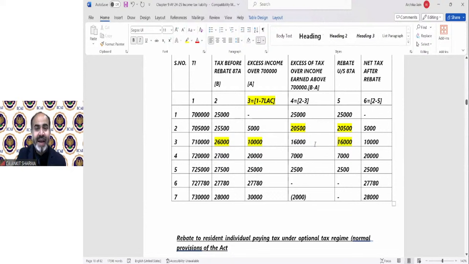So technically, we are saying the tax liability will be at most the income increase, but it will be applicable only up to that level, till your tax increment is higher than your income. Like in the third case, fourth case, now the income increased by 20,000 only, 720, income increased by 20,000, but tax increased by 27,000.